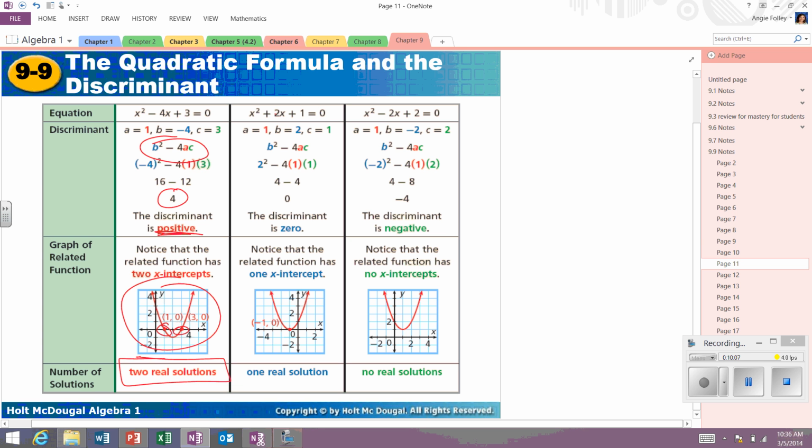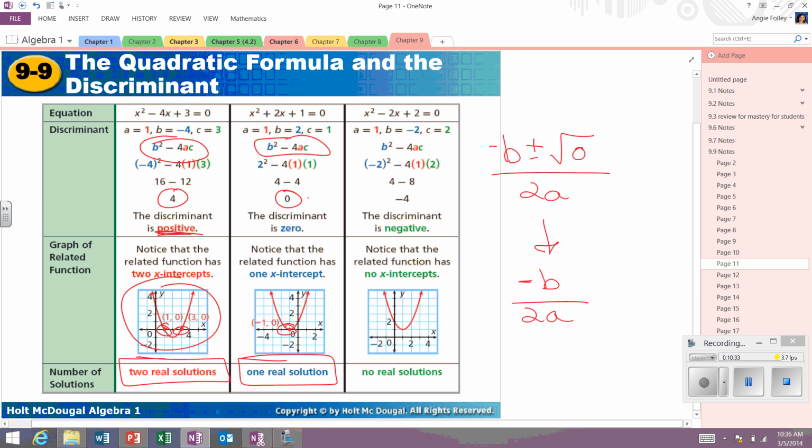If you plug those numbers in and when you calculate out the discriminant you get a value that is 0, that means what's under the radical sign is 0. Let me show you. If I had 0 under there, the square root of 0 is 0, so your solution is just negative b over 2a, which means, aha, that's the formula for your vertex. It only has one solution. So if you get a 0, you only have one solution.